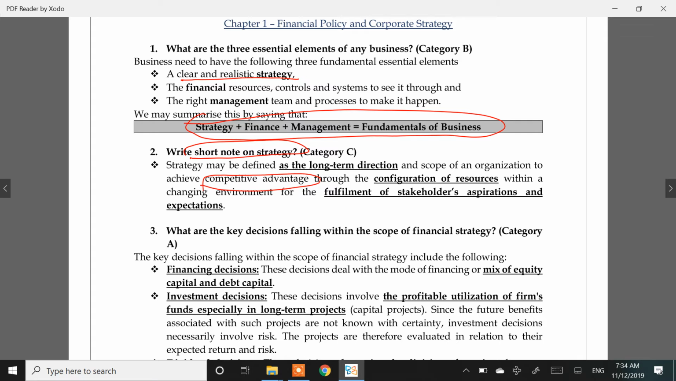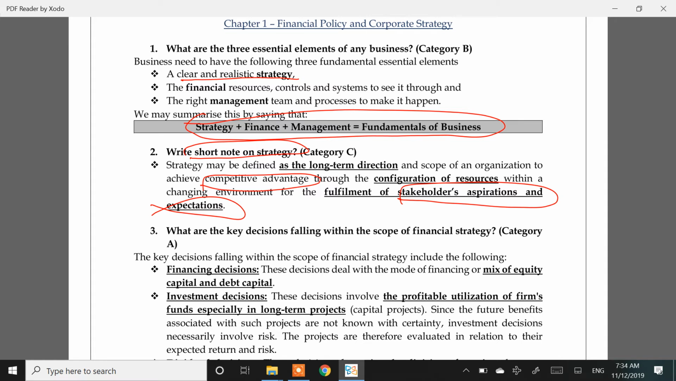The final expectation is that I'll have to meet the stakeholders' aspirations and expectations. Now, a stakeholder in an organization is not only a shareholder of the company. A stakeholder can include a lot of people. A stakeholder, for example, can be a customer. A customer would need a good quality product at an affordable price. An employee would want a good working atmosphere, good growth in his career, good growth in his remuneration.